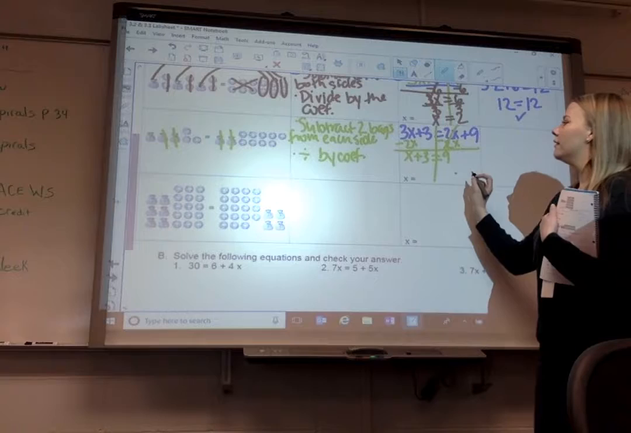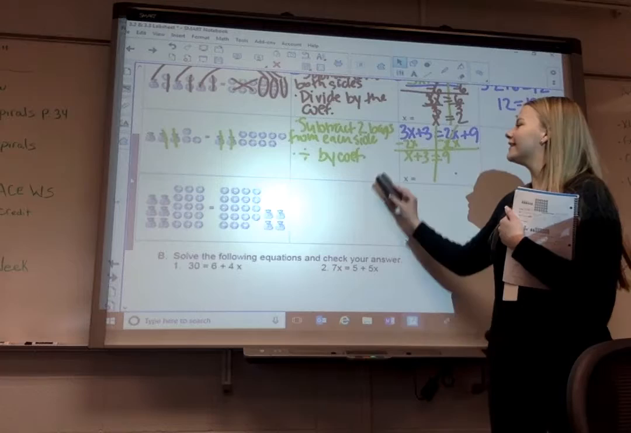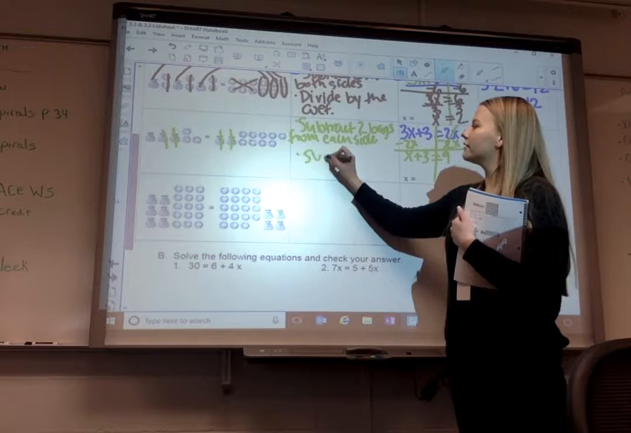Don't we have to subtract 3 points from each side? Kayla, look at you go. Yes, that's absolutely right. So, we are going to subtract 3 from each side.